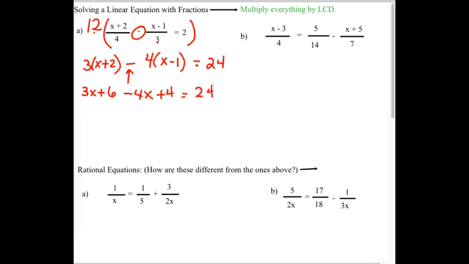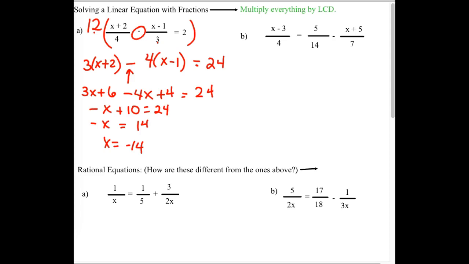Combining like terms, 3x minus 4x gets us negative 1x. The 4 and 6 can be combined to be a 10. Subtracting the 10 over gets me 14. How do I get rid of the negative? Divide it out. It's just a negative 1. So x ends up being negative 14.